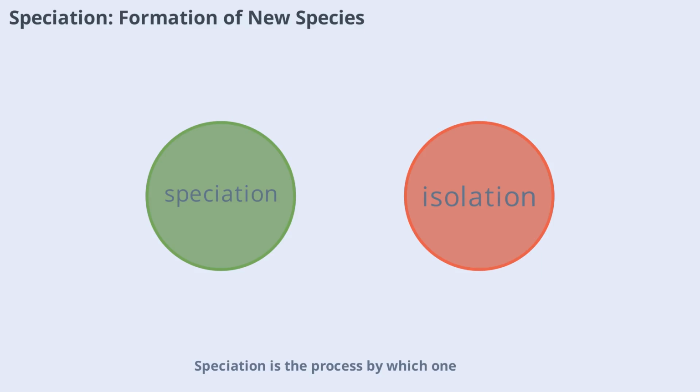Speciation is the process by which one species splits into two or more separate species. This usually happens when populations become isolated from each other, such as by a mountain range or a body of water. Over time, genetic differences accumulate and the groups become so different that they can no longer interbreed. Speciation is a key driver of the diversity of life on Earth.